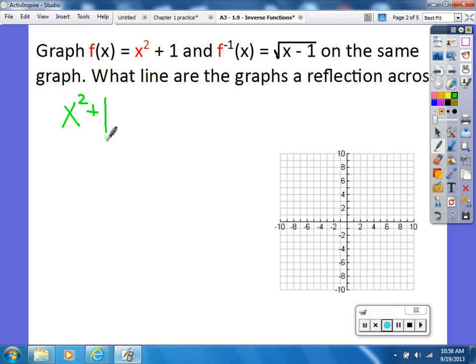So where's it going to start? 0, 1. It's actually going to start right here. And it's going to make a U. Now, real quick, what's 1 squared? 1. So I'm actually going to go over 1, up 1. What's 2 squared? 4. So I'm going to go over 2 and up 4: 1, 2, 3, 4.